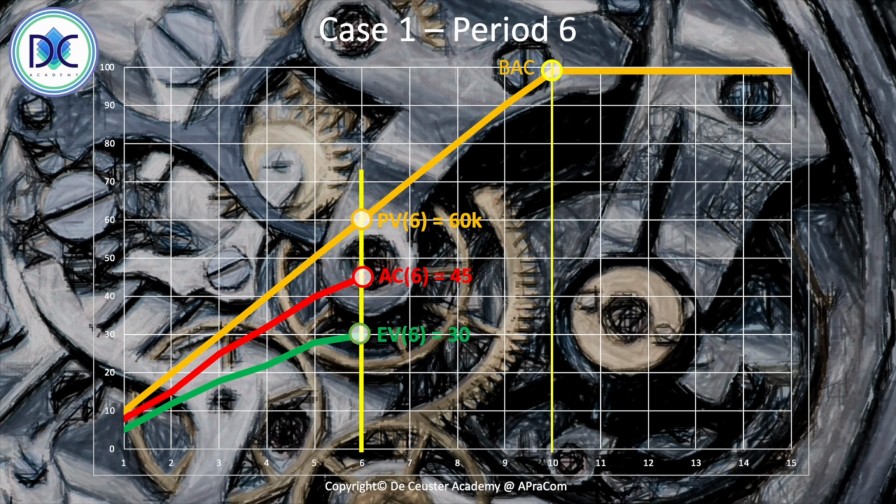We are behind schedule because earned value is below the planned value. It's significantly lower, because we have a planned value of 60K and the earned value is only 30K. On the other hand, we have a cost overrun because the actual cost is 45 compared to an earned value of 30. So these are the three positions that we have: the planned value, the actual cost, and the earned value. Based on this, we can say that our project is behind schedule and above budget.